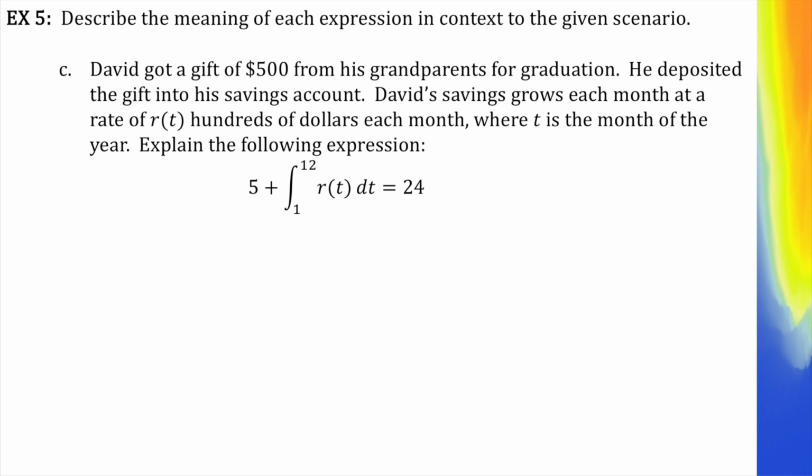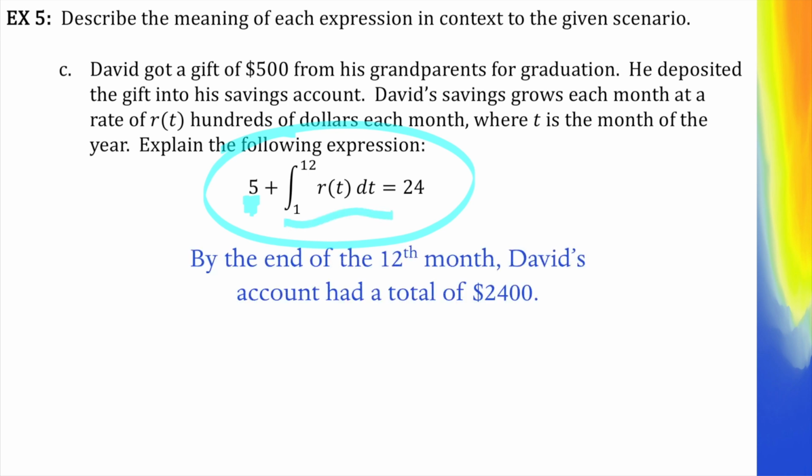Explain the following expression. Here's a 5 plus, so that's probably that 500. But then what does this mean? So by the end of the 12th month, David's account has a total of $2,400. Dang, I need to know where he is banking so I can get that account also.